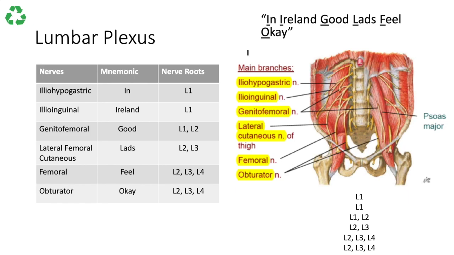And then the way I remember the nerve roots, if I can line up those nerves in order with the mnemonic, then I think of L1. It's like a pyramid: L1, L1, L1, L2, L2, L3, L2, L3, L4, L2, L3, L4. And that just helps me remember what nerve root goes with what nerve. And you can look at the picture and see these nerves traveling over those posterior abdominal muscles.